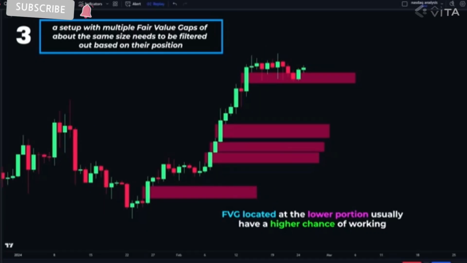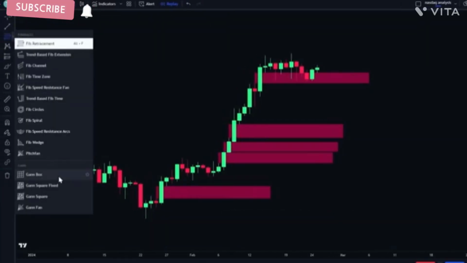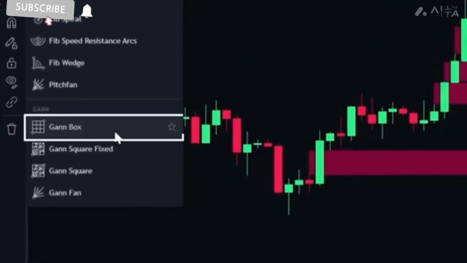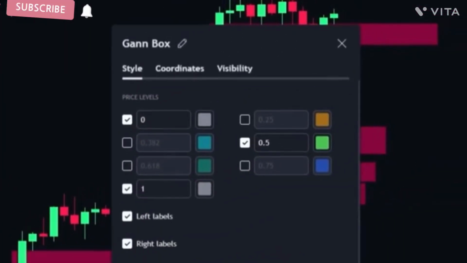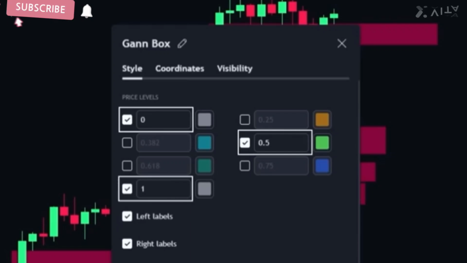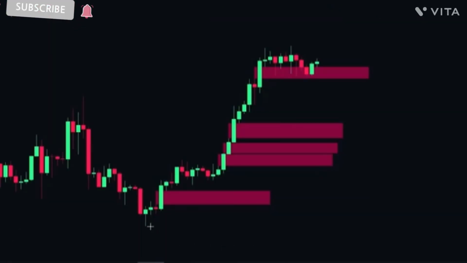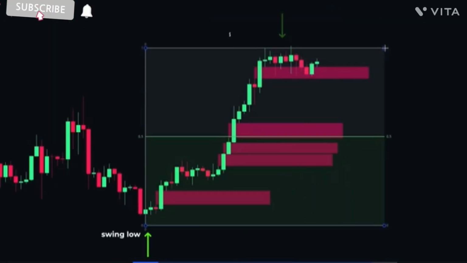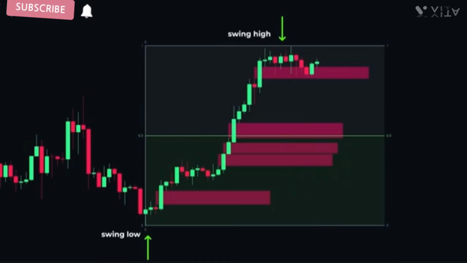But to do this more precisely, you'll need a tool. On a charting platform like TradingView, you can use the Gann box tool. You then go to Settings and set the price levels to 0, 0.5, and 1. To use the tool, you drag it from the swing low to the swing high of the movement that contains multiple fair value gaps. This line in the middle separates the fair value gaps, and you should only focus on the gaps located on the bottom area and ignore the ones on the upper area.